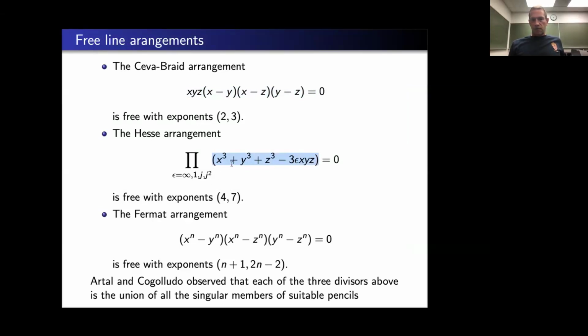It consists of, it doesn't appear to be the case, but each of these cubic factors. So this is a configuration of 12 lines, and then there's this Fermat arrangement. So why do I have these things here? Well, it turns out, so this is another ingredient that we're going to discuss.